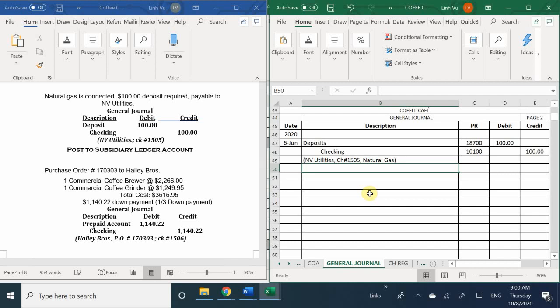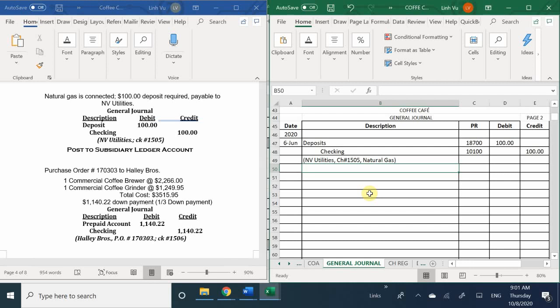I got one commercial coffee brewer for $2,266. Then I have my commercial coffee grinder for $1,249.95. So my total estimated bill is going to cost me $3,515.95.